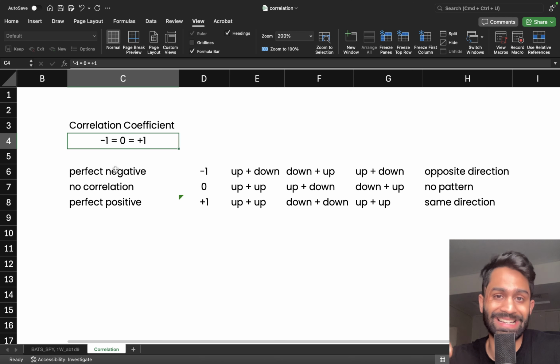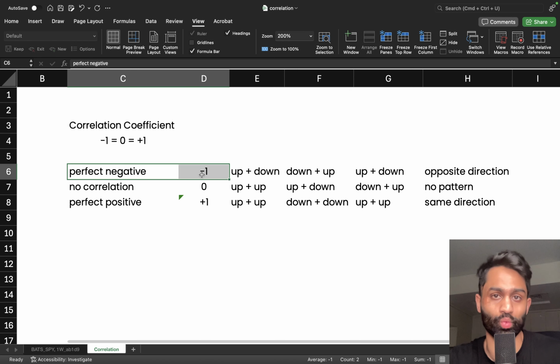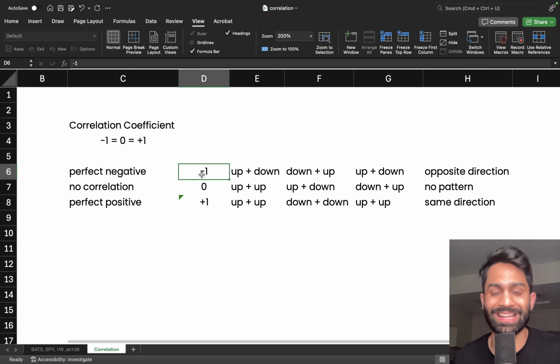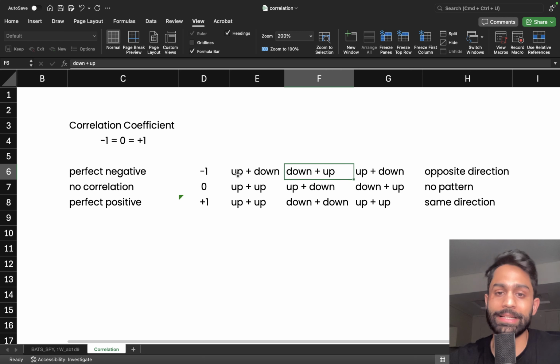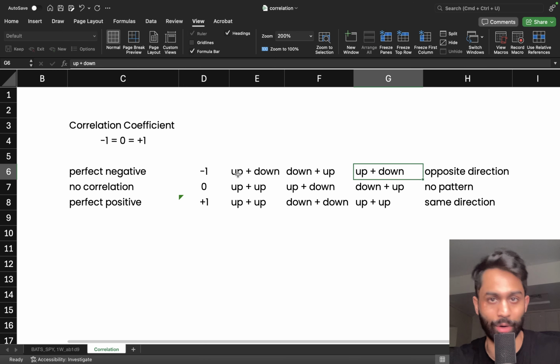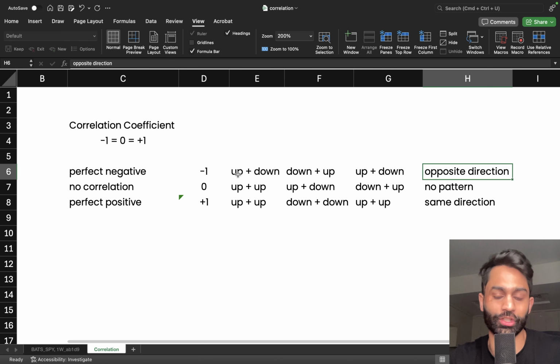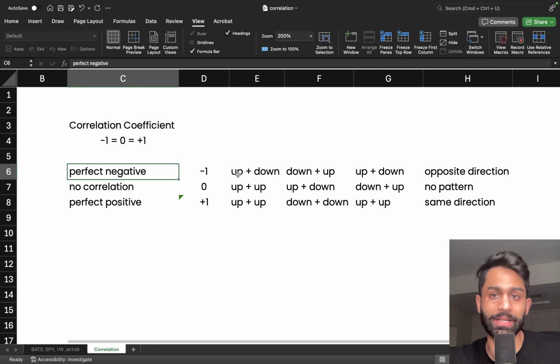A perfect negative correlation is going to be -1. That means that when one asset class goes up, the other one goes down. There's a perfect negative correlation where one goes up, the other one goes down. And when the first one goes down, for example, the other one goes up, down, up. So there's an opposite direction between those two asset classes. A good example of this is going to be the treasury yields with the bond prices.